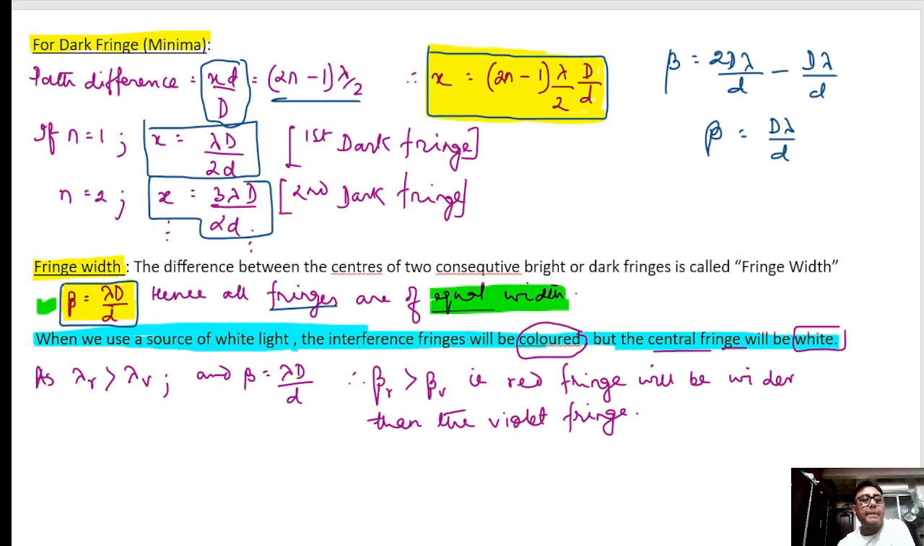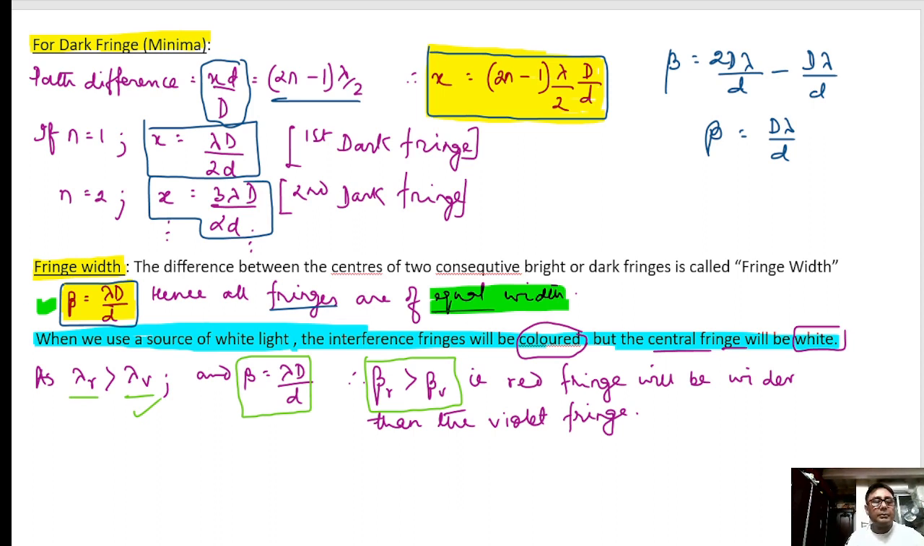Next, the wavelength of red light is more than the wavelength of violet light. That means if I use monochromatic light of red, the fringe width will be more. But if I take monochromatic light as violet, the fringe width will be less. So fringe width for red light is more than for violet light, because it is directly proportional to the wavelength.